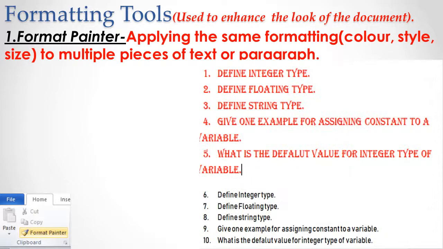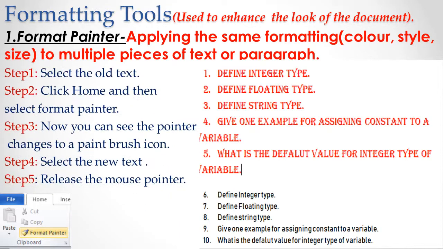You can see this document, right? The first 5 points or 5 questions are in a red color, and style also everything is changed. Same as it is, you want to give for questions 6 to 10. What steps do you need to follow? Step 1, select the old text. What is this old text? Questions 1 to 5 are there, right? That is the old text here. You need to select that first, then click on Home and then select format painter.